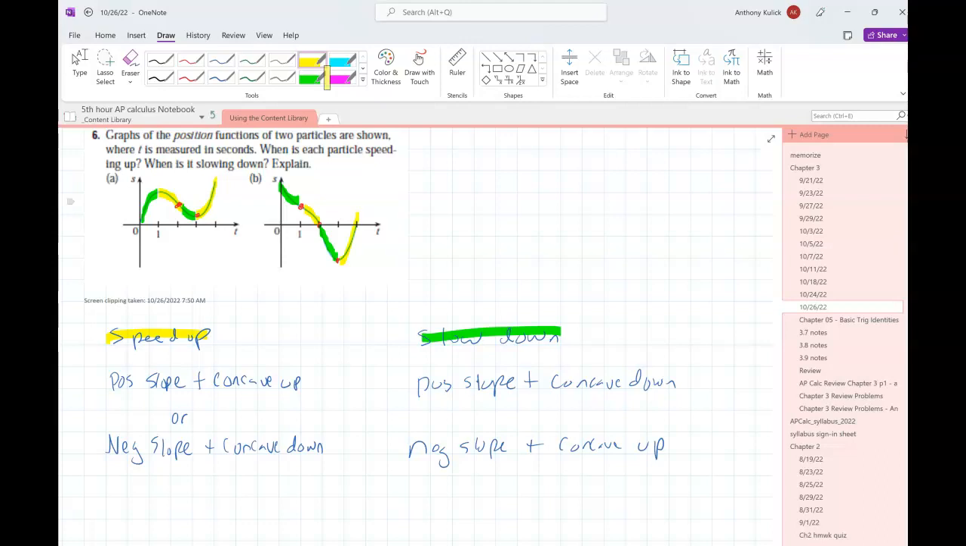Does that feel okay, Mia? Yeah, why is it like we're negative slope and concave. Oh, negative slope and concave down, right?